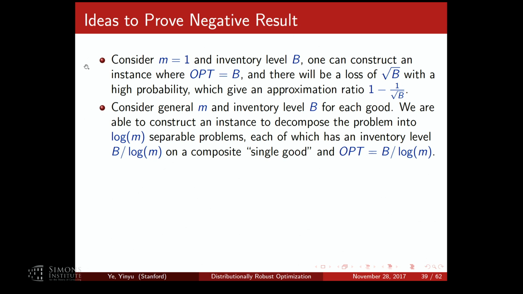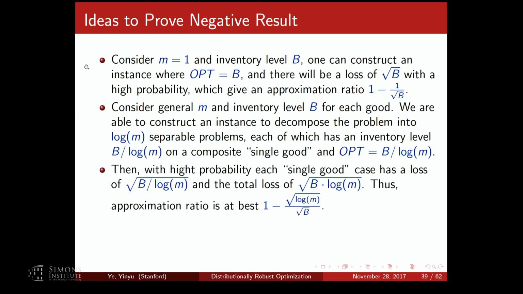So the proof technique is to construct this, and it basically asks, can we separate this into log M rather independent problems? If you can simplify, for each you have log M separable problems. Each one has an optimal value like this. Then you can guarantee a loss of 1 minus square root of log M times square root of B. So that would be your lower bound.